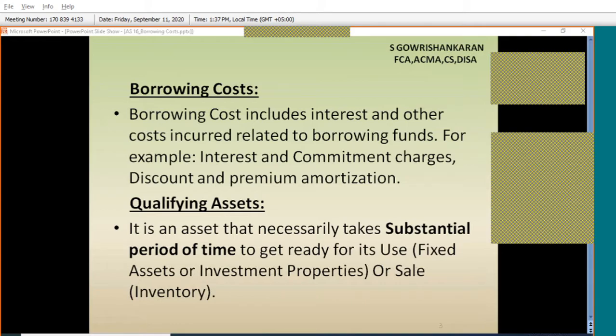And also one more thing. Sometimes what will happen? I bought plant and machinery and I kept it in my godown. And I'm saying I'm not going to use this machinery for the next 3 years, and I'm saying this is a qualifying asset because I'm not using it. Do you agree with this or not agree with this? Just put yes or no.